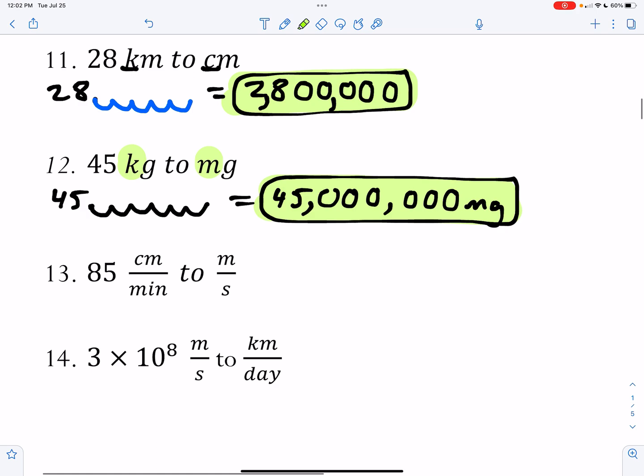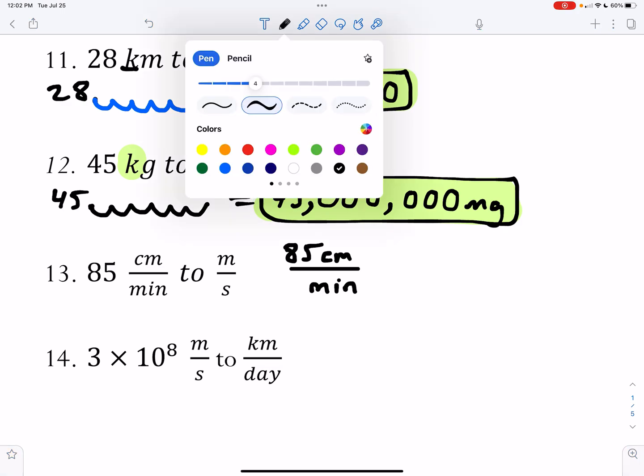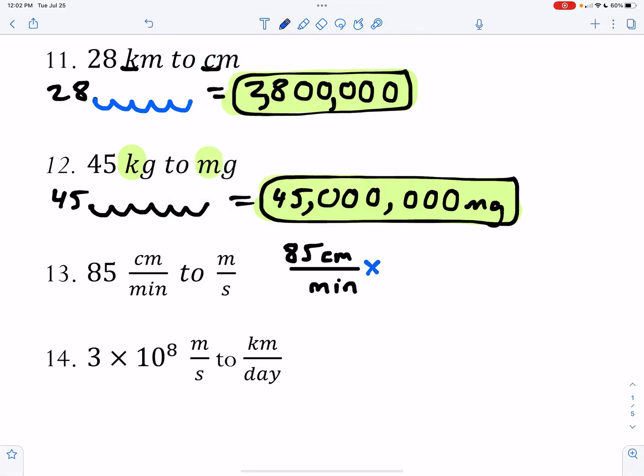Now in 13, you're converting multiple units at once. You're converting centimeters to meters and then minutes to seconds. So start with the original value, 85 centimeters per minute. Now you have to change 1 unit at a time. So first I'm going to change centimeters to meters. So I'm going to write centimeters down here and meters up there.